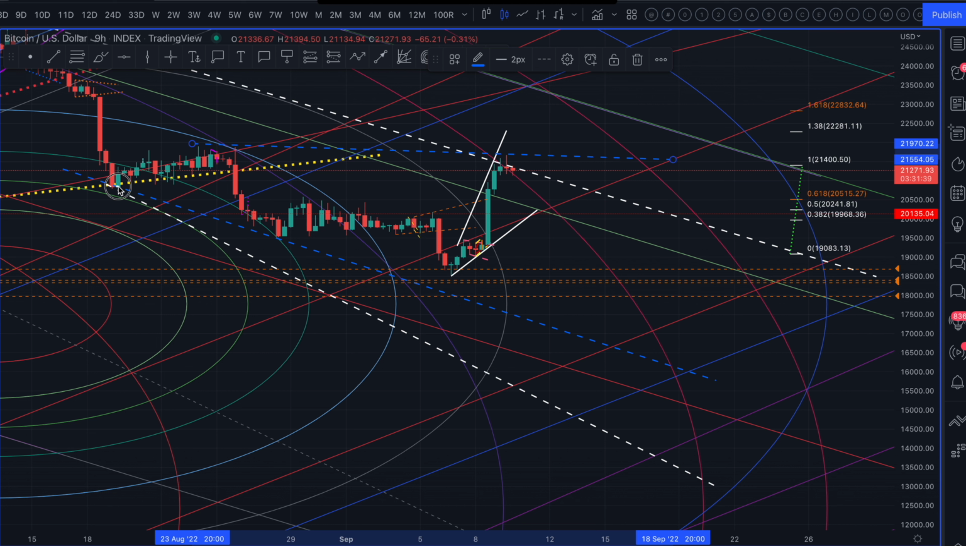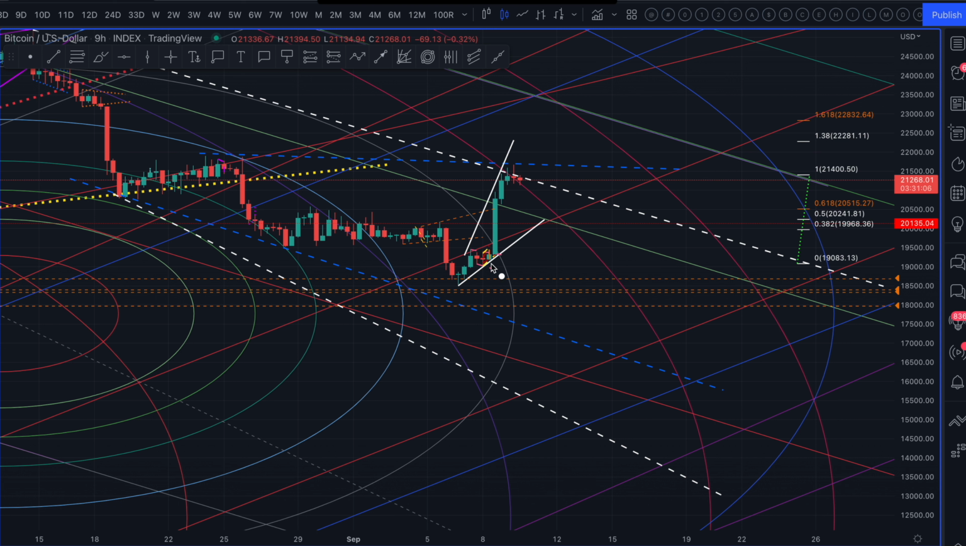So this is 1, 2, 3, 4. And then I think we're going to have a swoop down to end the white wedge, break up and out of the blue wedge to another higher spot. And based on the Fibonacci retracement tool, it looks like it could be this 22,832 range.